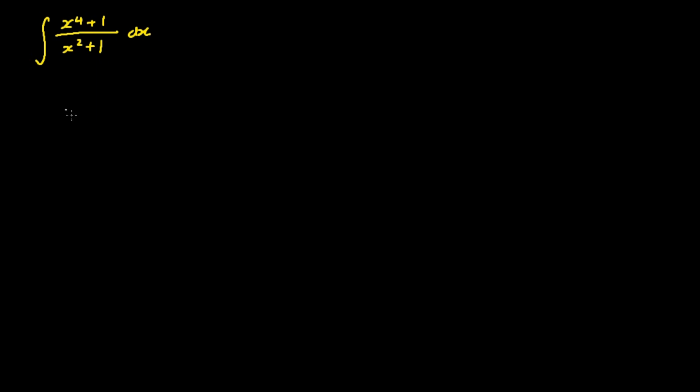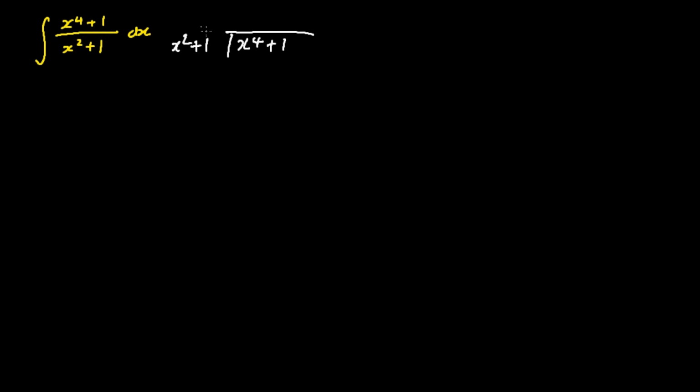The first step we are going to do is transform this fraction. The reason is because the order of the polynomial in the numerator is higher than the order of the polynomial in the denominator, which means that this itself is an improper fraction, and in order to simplify it, we first need to perform long division, taking x^4 + 1 divided by x^2 + 1.